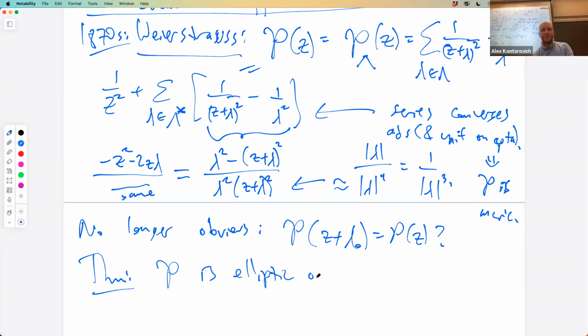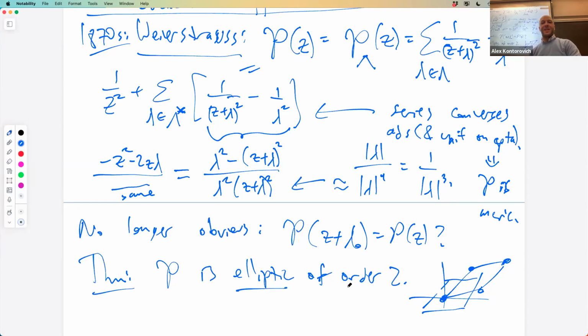Oh, and what's its order? Where are its poles? So here's my domain. Where does this thing have poles? Exactly at the lattice points. When z equals 0, I have a pole. When z equals any lambda, I have a pole. This is a pole, this is a pole. So if I shift my domain just a little bit, there's a double pole at each of the lattice points. So it's elliptic of order 2. This was our mysterious function that we didn't know immediately how to cook up.